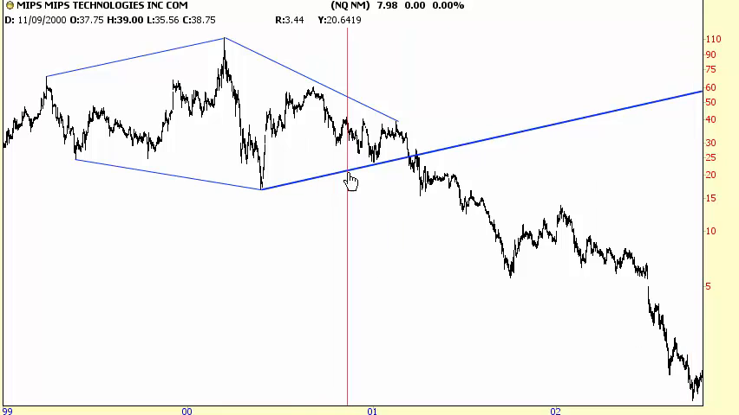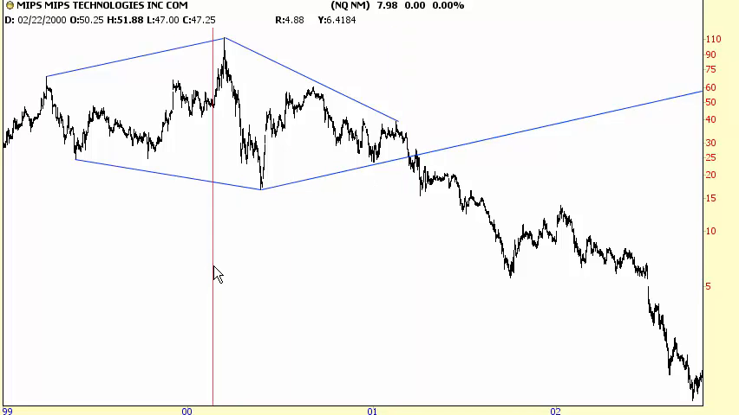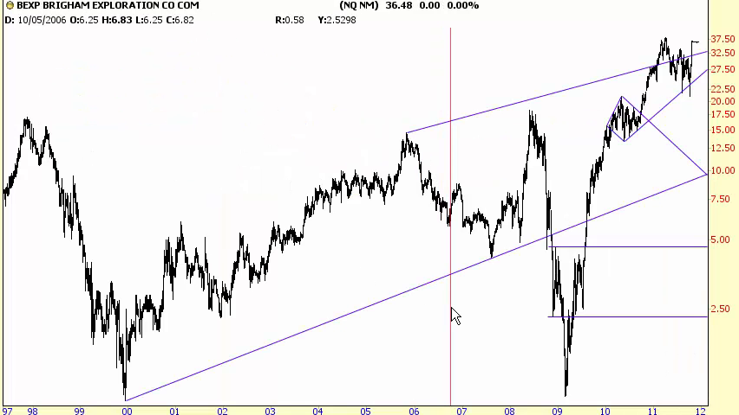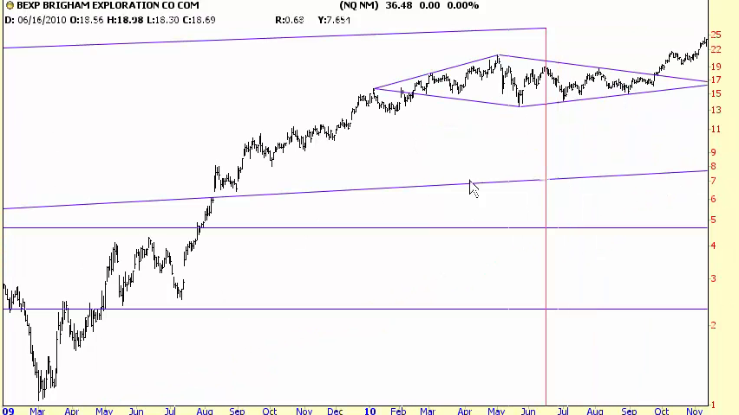But even after it had dropped substantially and broke through the diamond, it still lost well over 90% of its value from that $25 portion. And then our final example here of diamond is BEXP. This is Brigham Exploration. And here again we've got, instead of a reversal, a continuation pattern.